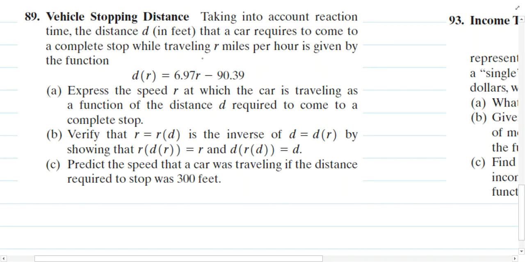But what if we know the opposite? What if we know the distance and we would like to calculate the rate at which they were traveling? Well, in a single instance, we could set up an equation. Let's say that it took 200 feet for this car to stop. We could calculate the rate r.